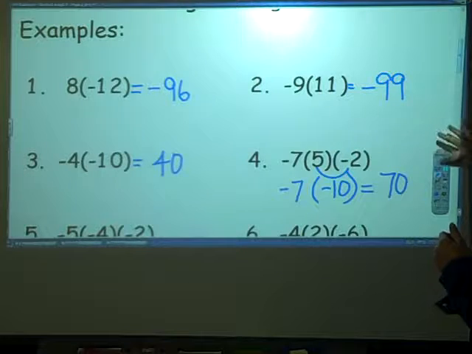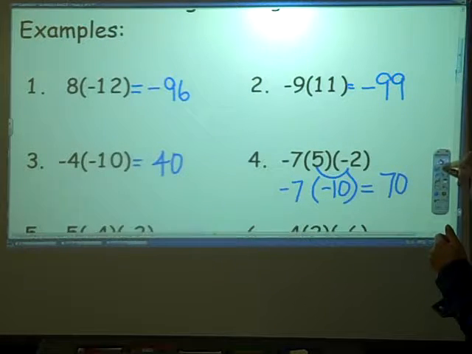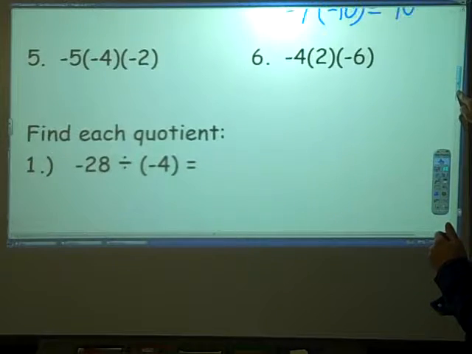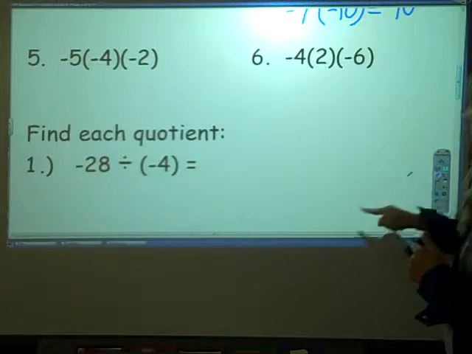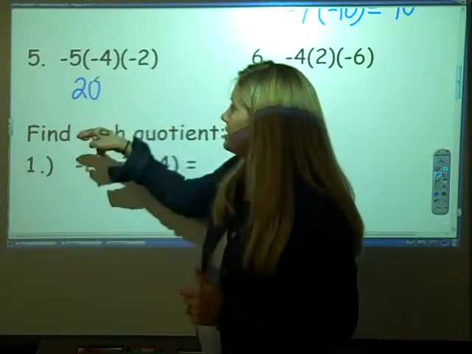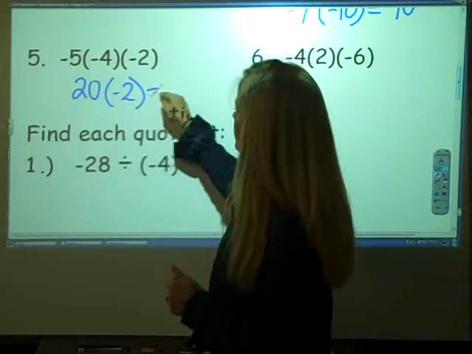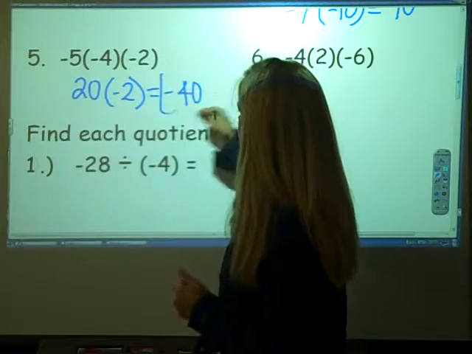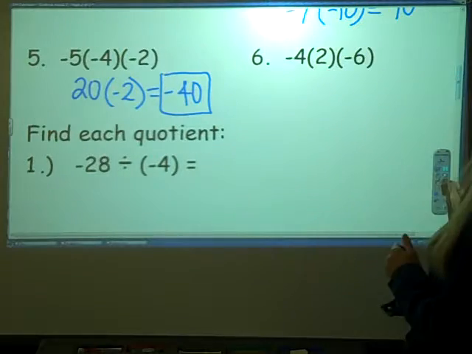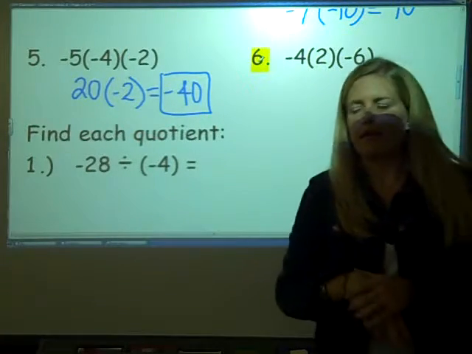Here we have negative 5 times negative 4 will be positive 20 times negative 2. Positive 20 times negative 2 is negative 40. All right, number 6 I'm going to leave for you. We'll have someone do that in class.